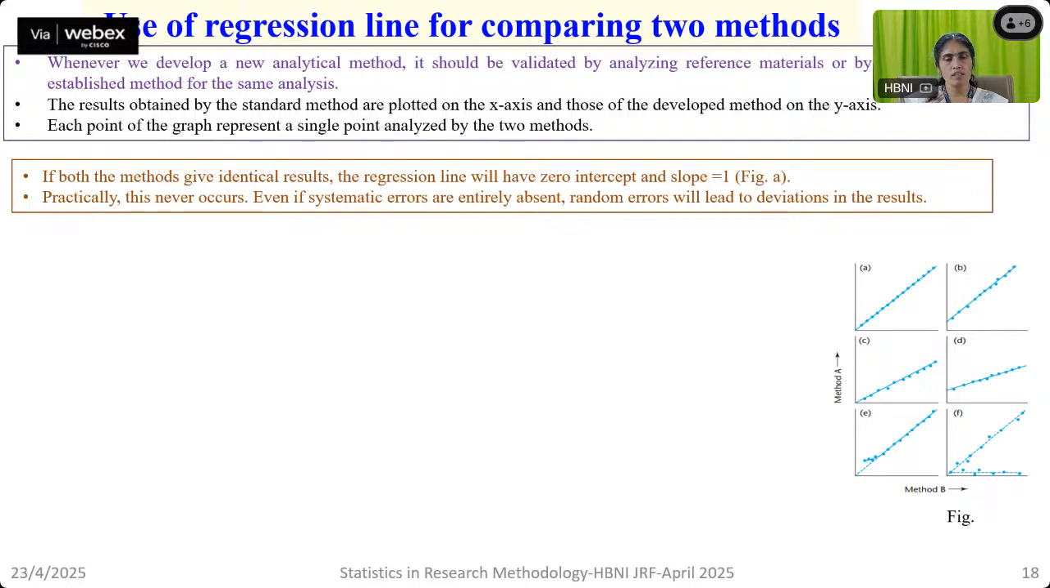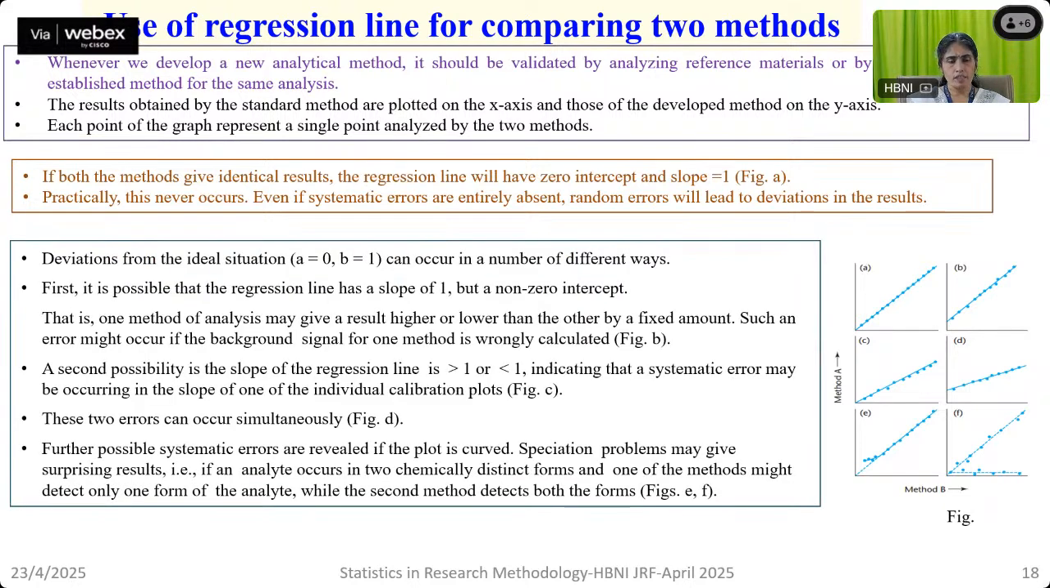If both the methods give identical results, the line will pass through the origin and the slope will be almost 1. The slope of the curve will be 1. If at all there is a difference between the measured and the proposed method and the referee method, you will see that there is a constant difference. It will be the case in figure B.